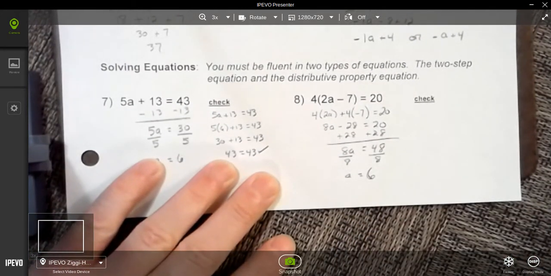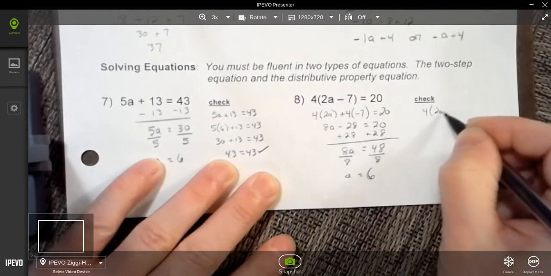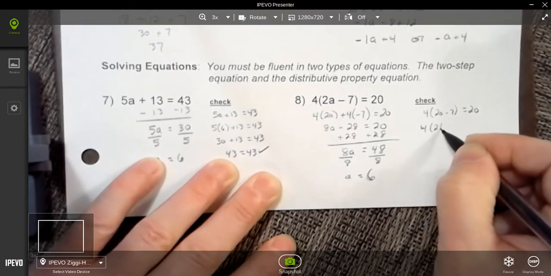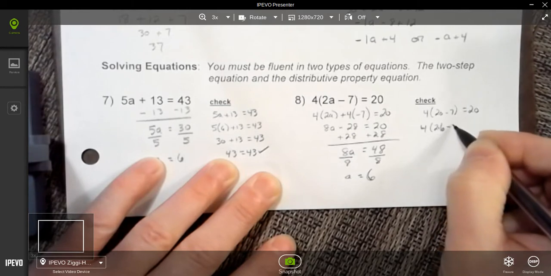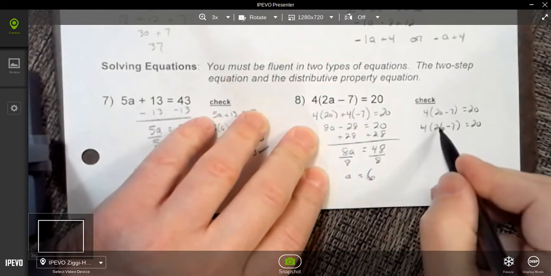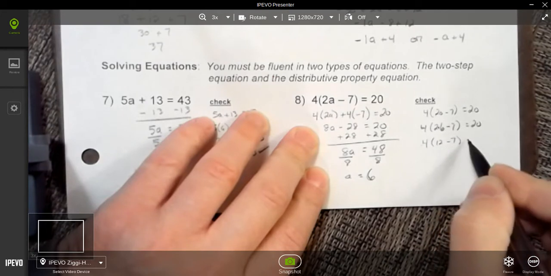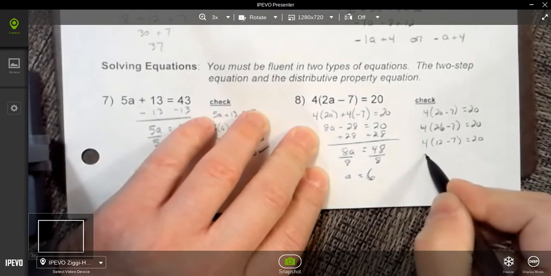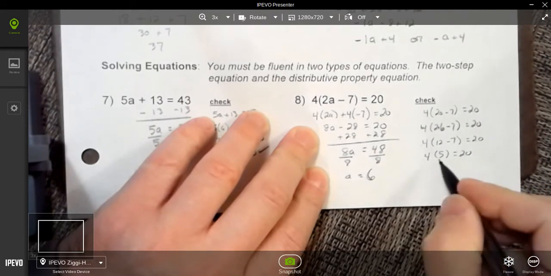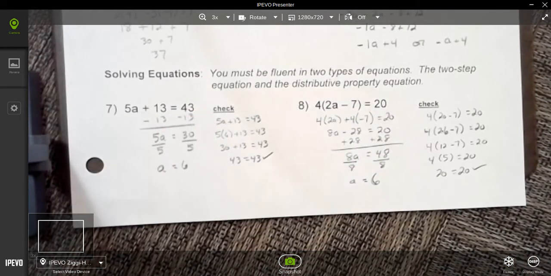A equals 6. When we do our check, remember, use the original equation. 4 times, in parentheses, 2a minus 7 equals 20. Replace the a with the 6. 2 times 6, minus 7 equals 20. Inside of the parentheses, I've got my multiplication, 2 times 6, that I'm going to do first. That's going to be 12. And then in the parentheses, I still have 12 minus 7, which is going to give me 5. And so the last part of my check here, I just have to do 4 times 5, which I know is 20. So 20 equals 20. And again, this equation checks.